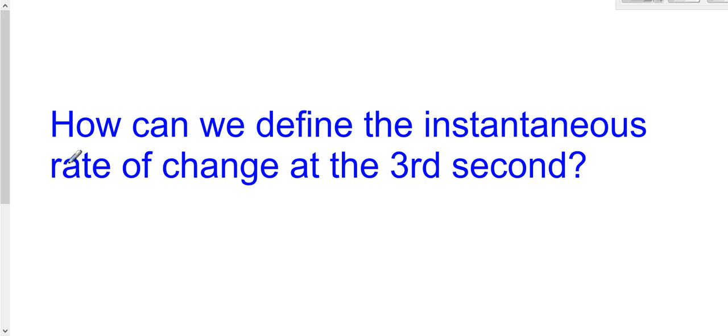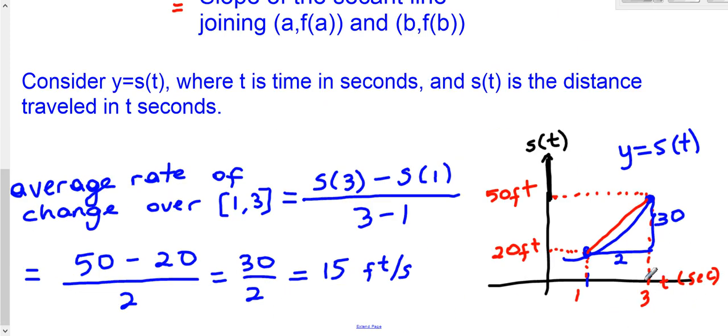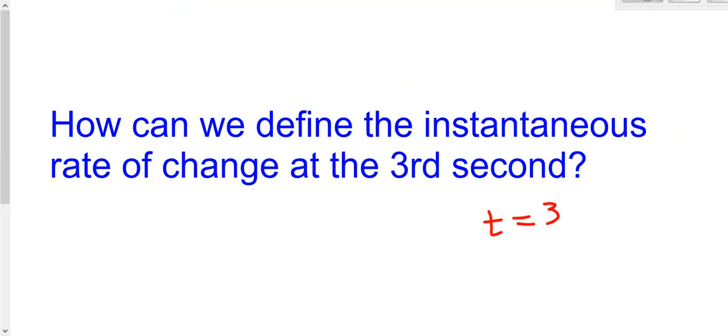So the main question we have here is how to define instantaneous rate of change at the moment when time is equal to 3. Not between 1 and 3 like we had over here, but exactly at 3. Or it could have been asked as, what is the instantaneous rate of change exactly at time equal to 2 seconds? So like at this point, or at that point, at a single point, not between the 2 points. That is the question we're facing.